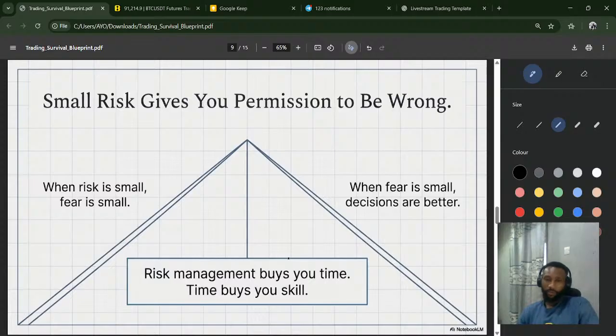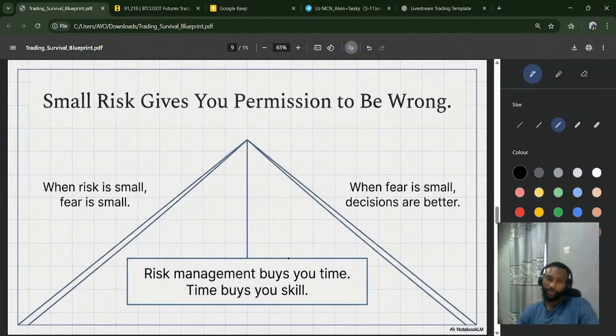Risk management buys you time, and time buys you skill. So that is why you need to risk small. When you risk small, your fear is small. When your fear is small, you make better decisions. And once you start making better decisions, you can see that risk management buys you time, and that time buys you skill. So the more you get into the market, the smarter you become about knowing what to do and how to enter trades.